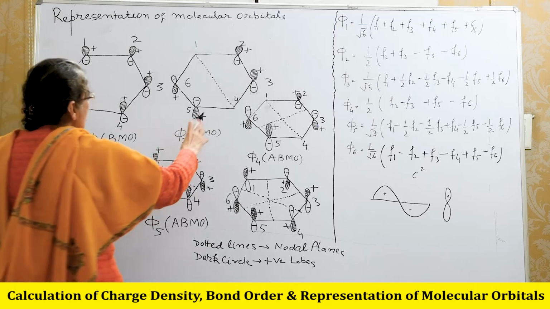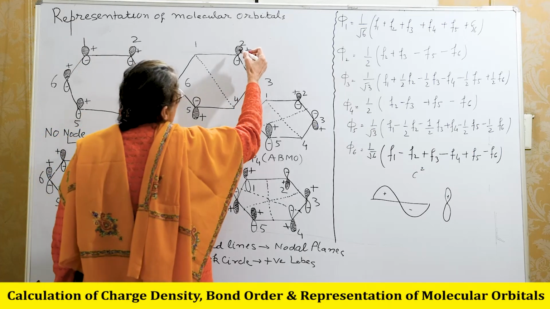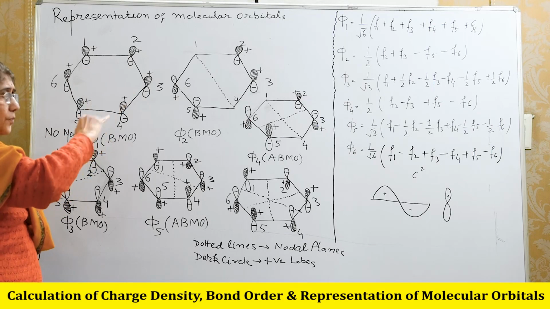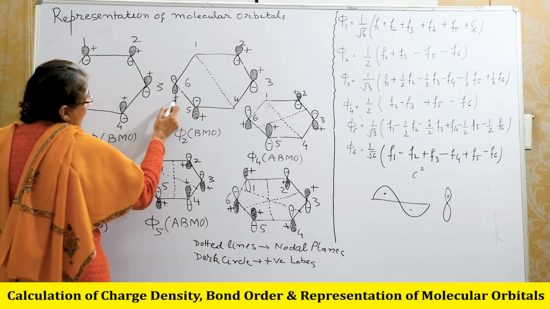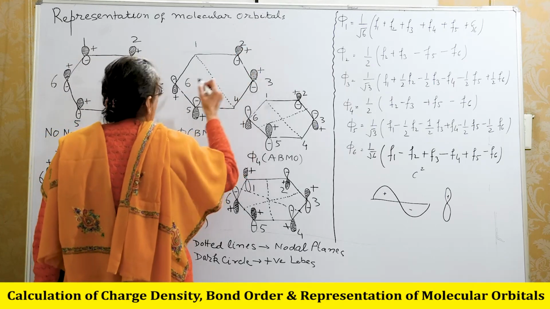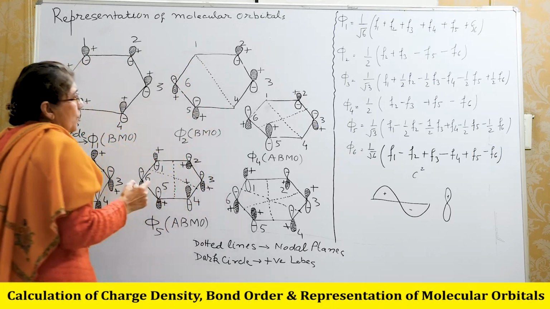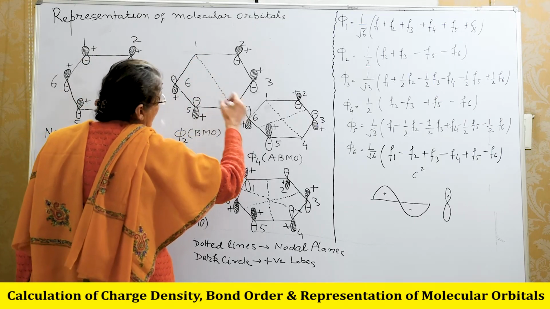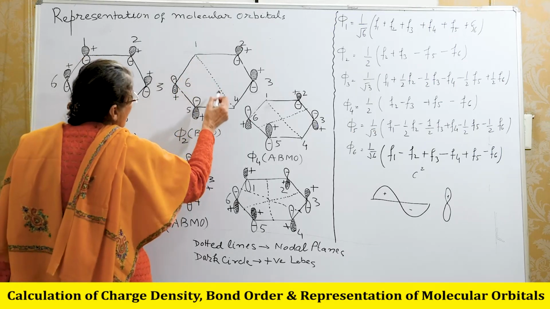Now if we come to the second, we see that it is positive on the upper side of the planar molecule, and on the lower side again positive lobes are there. So these also form bonding, and here there is no contribution of atomic orbitals 1 and 4. So this shows a nodal plane, because there is no contribution of 1 and 4.